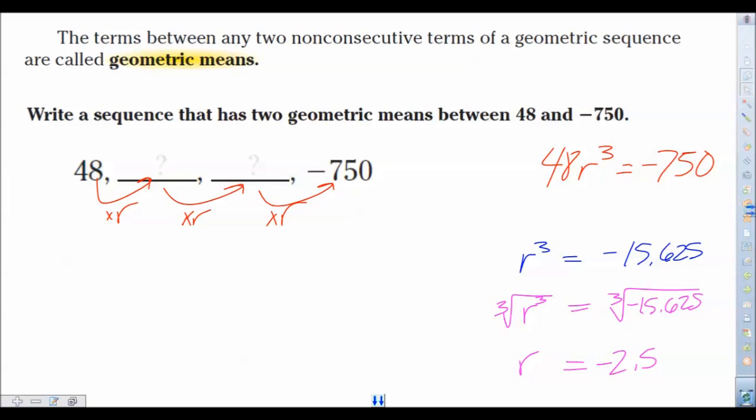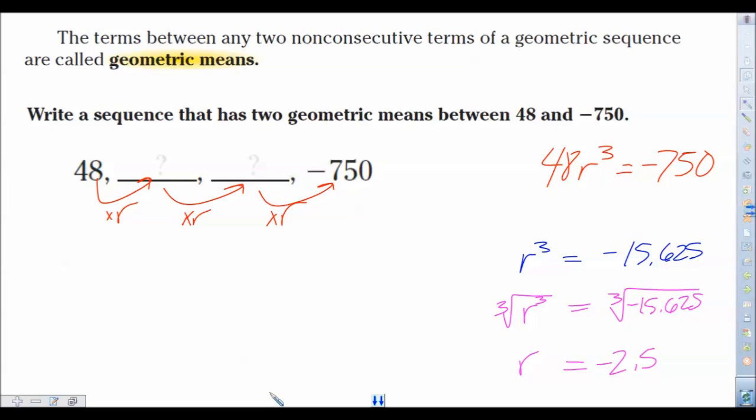Taking the cube root of -15.625, or -15 5/8, we end up at our r value here of -2.5. So now what we can do with that r value of -2.5 is put that back into our sequence over here on the left and generate these next two terms in between.